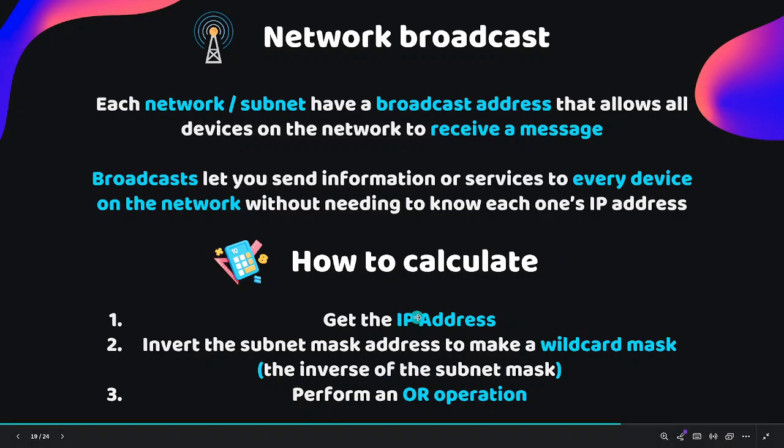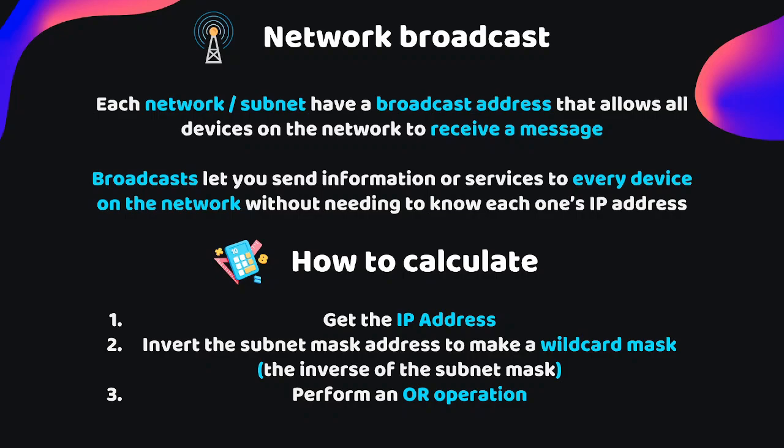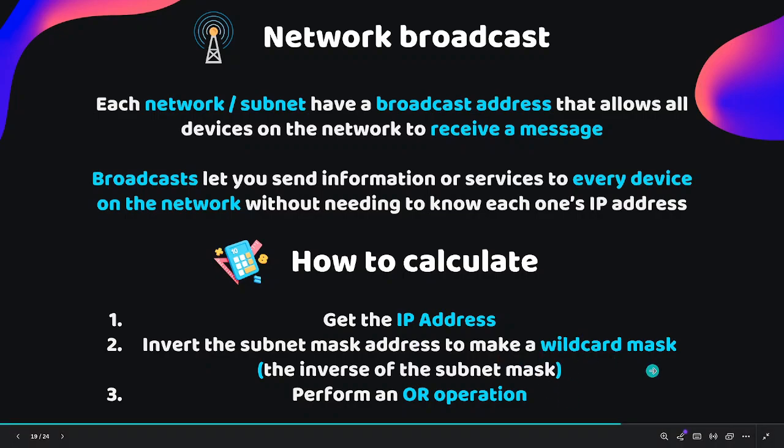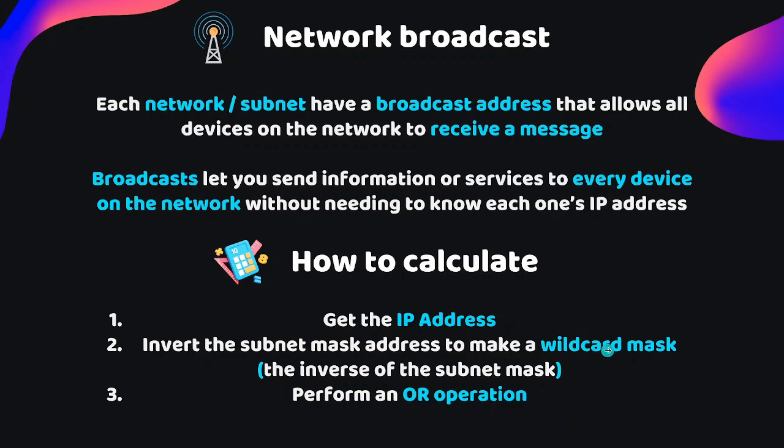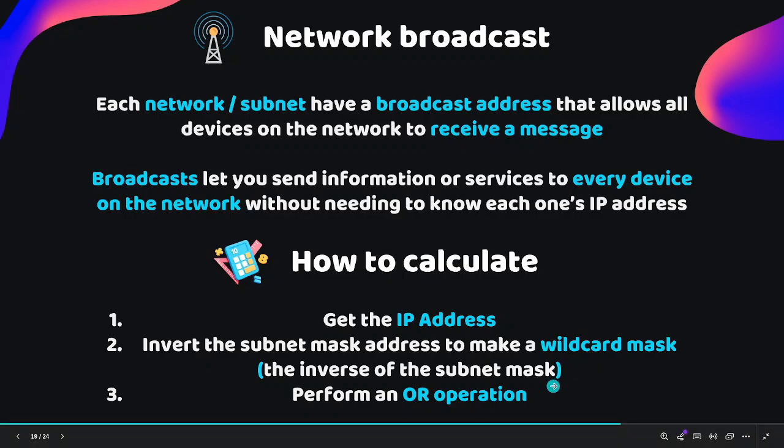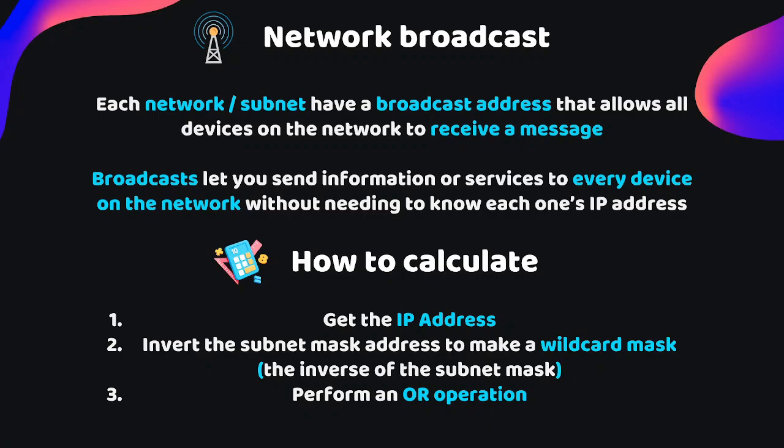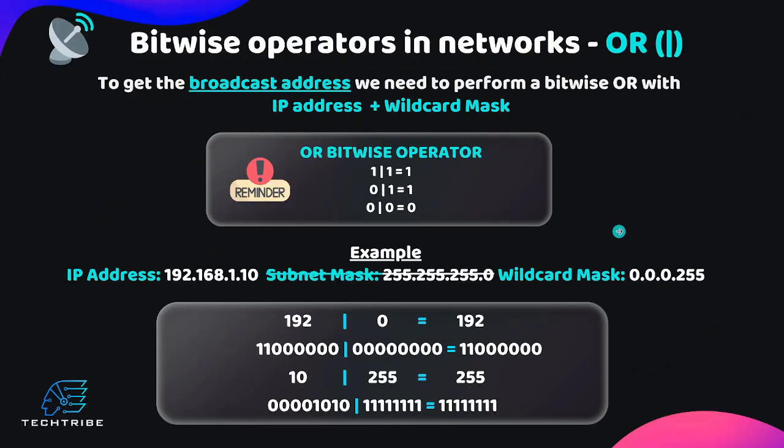The first step is we get the IP address. The second step is we invert the subnet mask address to make a wildcard mask. This is really important. The wildcard mask is basically the inverse of the subnet mask, right? And the third step is to perform an OR operation. So that's how you get the network broadcast address. But how does the OR operator work and how will we use it? To get the broadcast address, we need to perform a bitwise OR with the IP address and the wildcard mask.